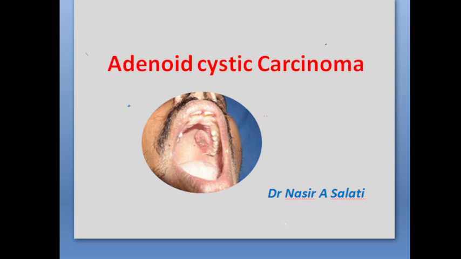Let us discuss adenoid cystic carcinoma. Adenoid cystic carcinoma is a malignant salivary gland tumor. It is seen in both minor and major salivary glands. It shows perineural invasion and resembles polymorphous low-grade adenocarcinoma.